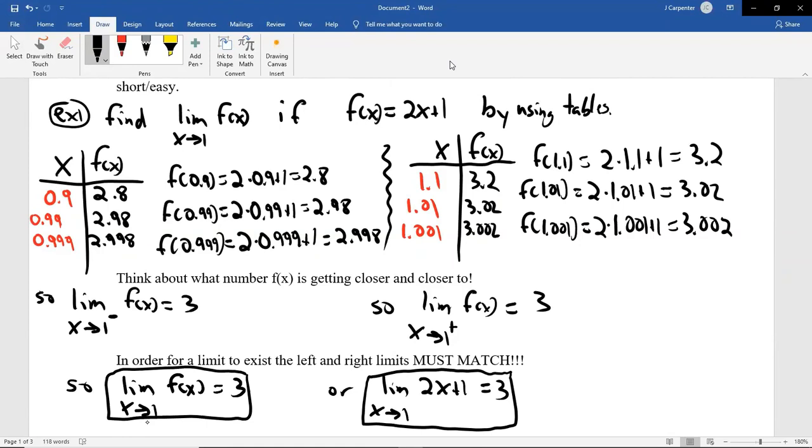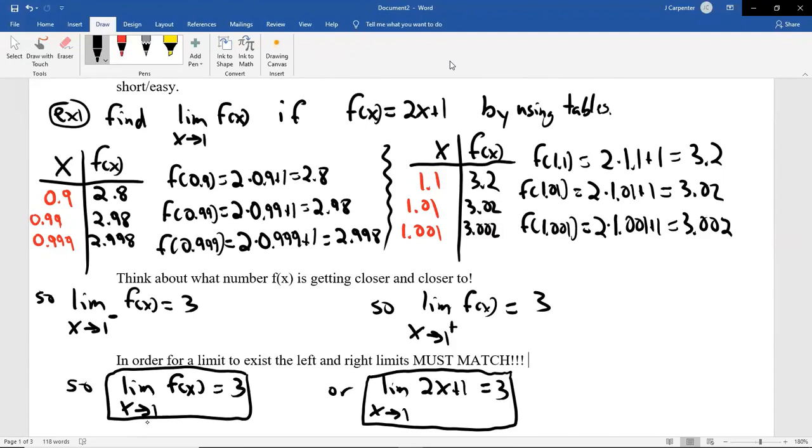So that's how we can do a limit with a table of values. You have to show the work for a couple of numbers from the left, getting closer and closer to your value, a couple of numbers from the right, getting closer and closer to your value. And then the limit only exists if those answers match. Is it tedious? Yes. Is it slightly time consuming? Yes. Is it a necessary evil? Sometimes. Are there quicker ways to do this? Most of the time. Absolutely.